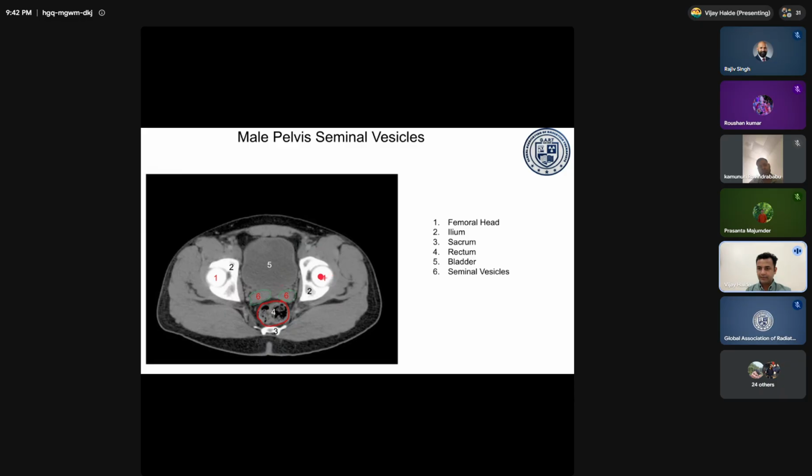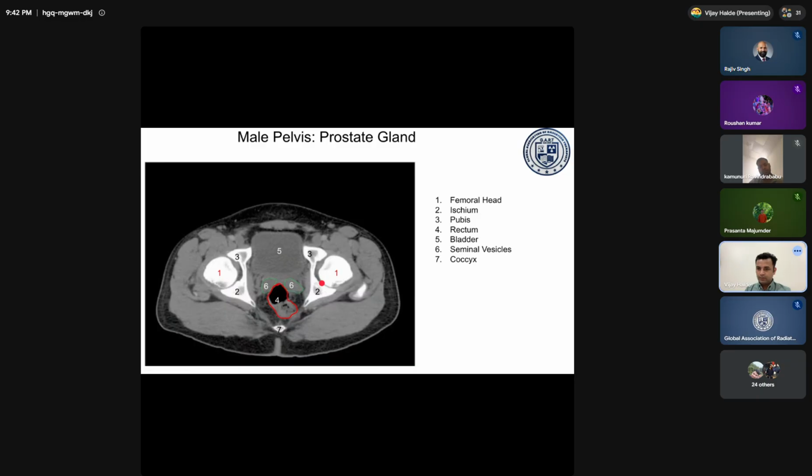So here we can see the femoral heads. The prostate will start from the next slide. Here the seminal vesicles are still visible. These are feathery structures. The pubic bone will start at this slice. Femoral head. We are always considering these as important landmarks for rotational verification in the CBCT images.